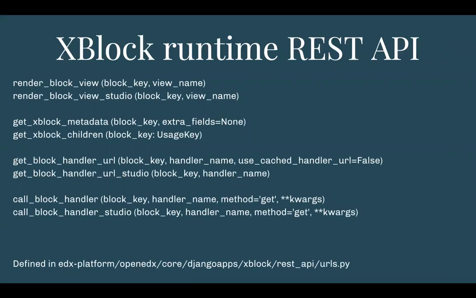Then when we display XBlocks to learners and let them interact with it, we use the new XBlock runtime, which we developed, that is a new XBlock runtime for content in Blockstore and in Content Libraries v2. And these are some of the API endpoints from that we use in LabXchange. You can see render block view, get XBlock metadata, get XBlock handler URL, and call XBlock handler. So if you're familiar with XBlocks, you'll see that those basically cover all of the APIs that you need to display and interact with XBlocks on the platform. And you can check out this API in the path shown at the bottom of the screen.